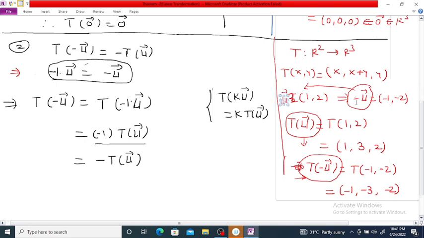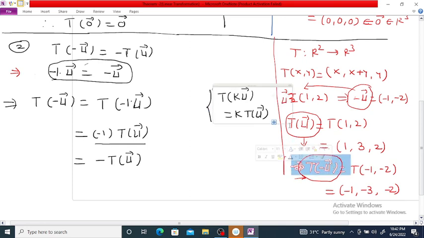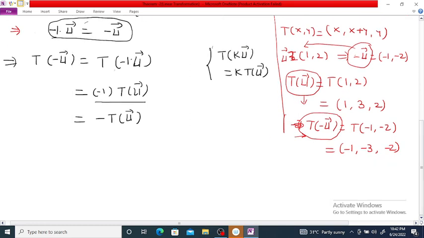Here you can observe the same: T of minus u bar is equal to (minus 3, minus 2, minus 2). So if minus u bar is the additive inverse of u bar, then T of minus u bar is the additive inverse of T of u bar. Why is this possible? Only because T is a linear transformation. So this is the proof.